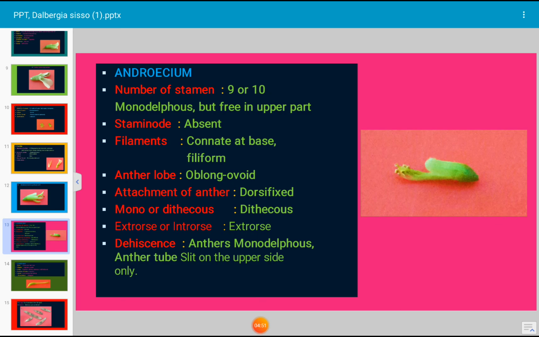Anther is dithecous, 2-celled anther, and the anther is extrorse type. And dehiscence of anther. Anthers are monodelphous. Anther tube slit on the upper side only. Next.